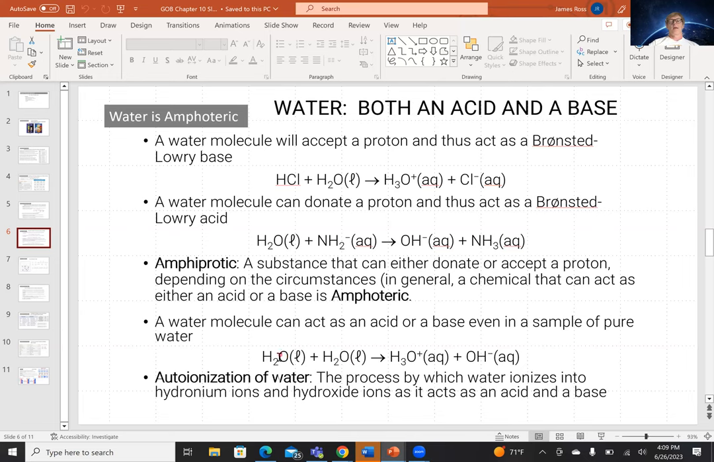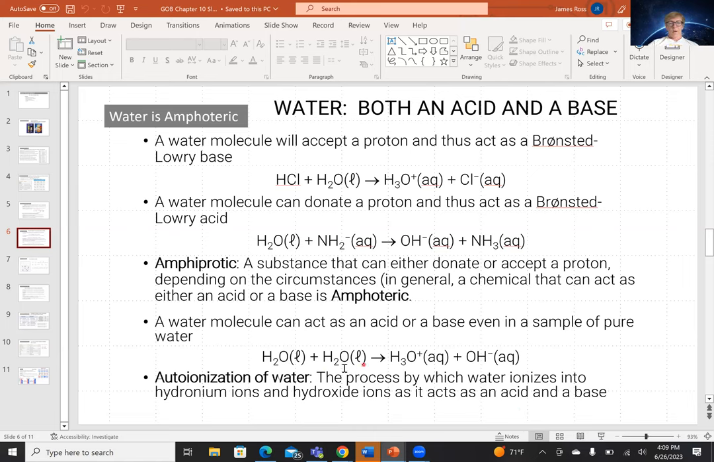Even amongst its own kind, when water mixes with itself, one water can act like an acid and another water can act like a base. This is why water is neutral overall, because it's 50% acidic and 50% basic. So it's exactly neutral. And we use this dual nature of water, this amphiprotic nature, to define a pH scale, with neutral being the exact midpoint of the pH scale.